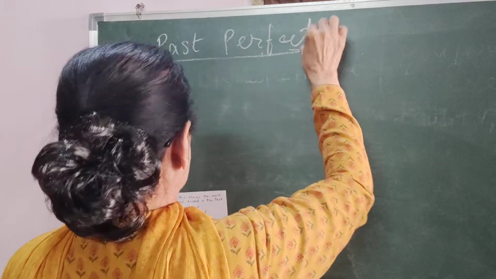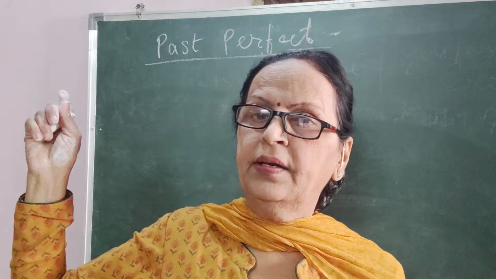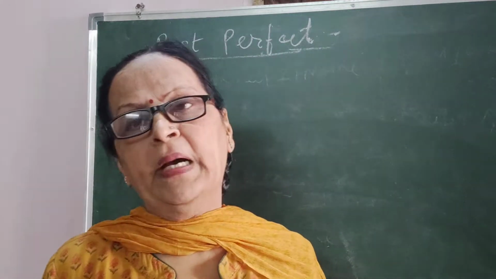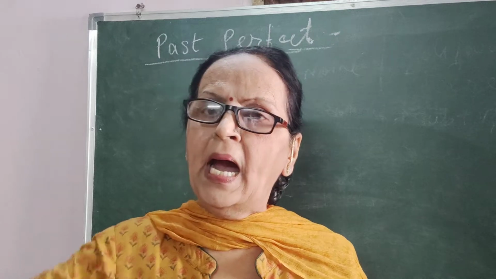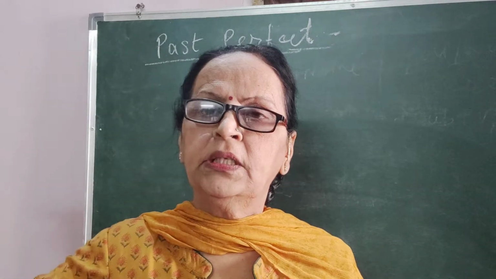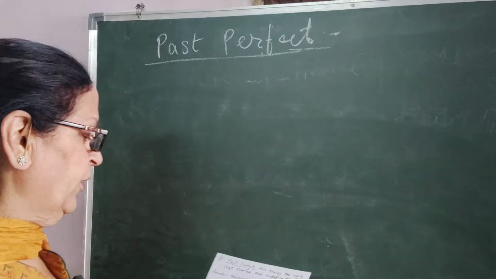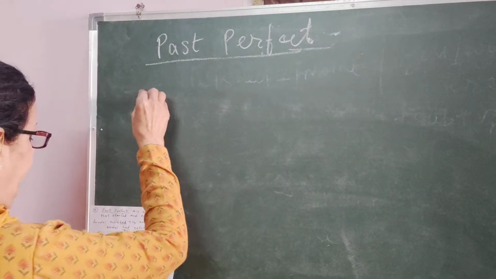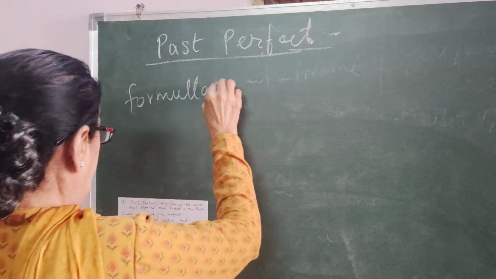Past perfect tense क्या है? This shows that the work that started and has ended in the past only. You are not continuing with the present. I had my tea. I was sleeping yesterday or whatever it is. So what is the formula for this? Verb you may get it very easily.